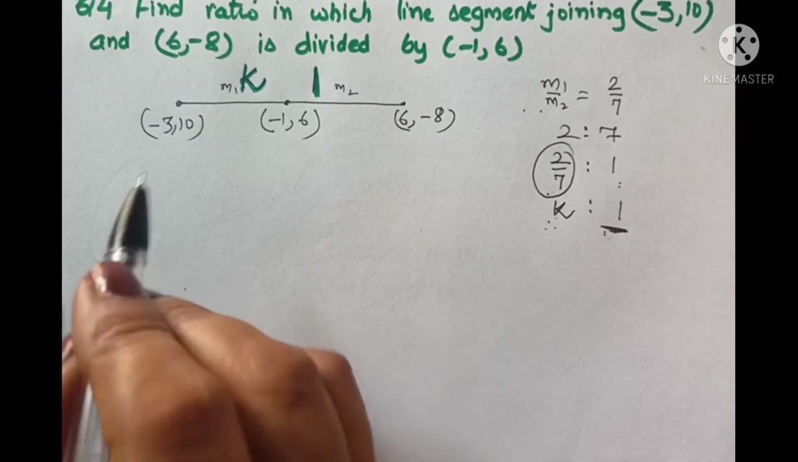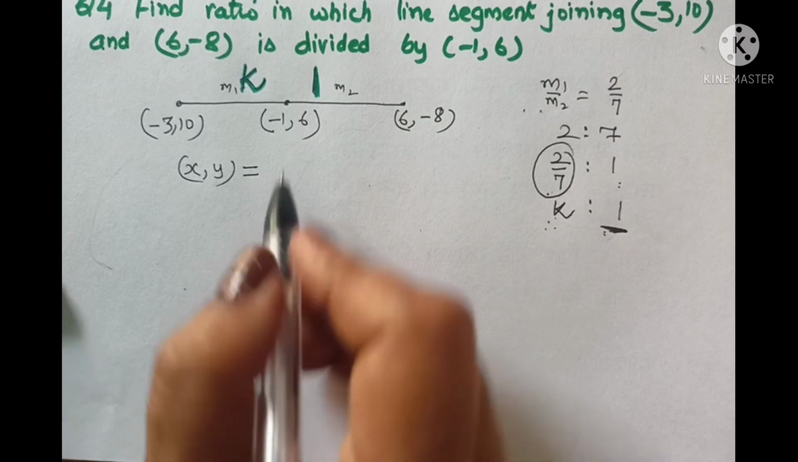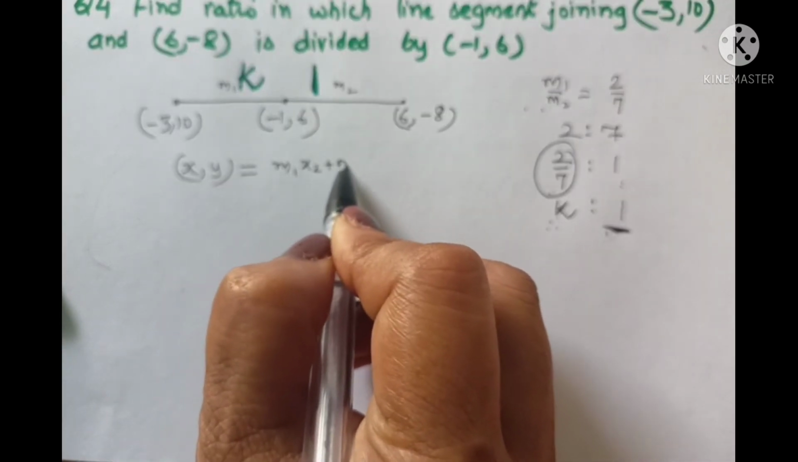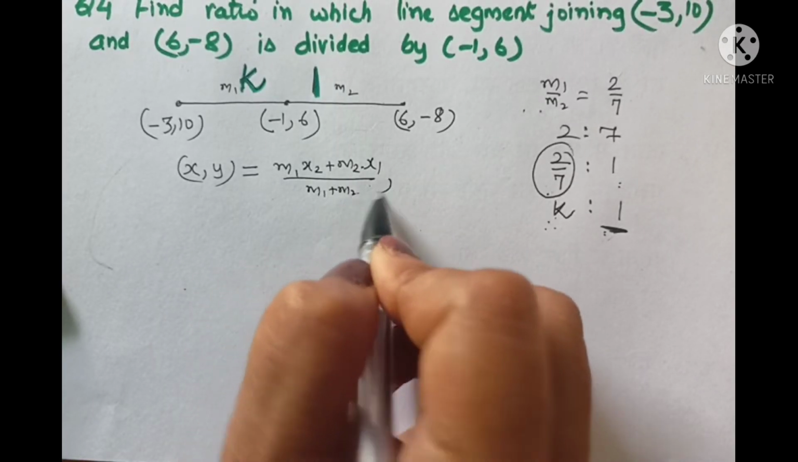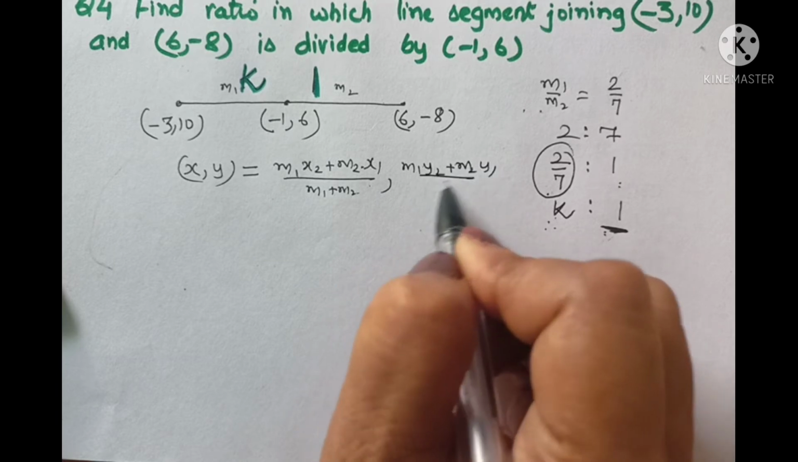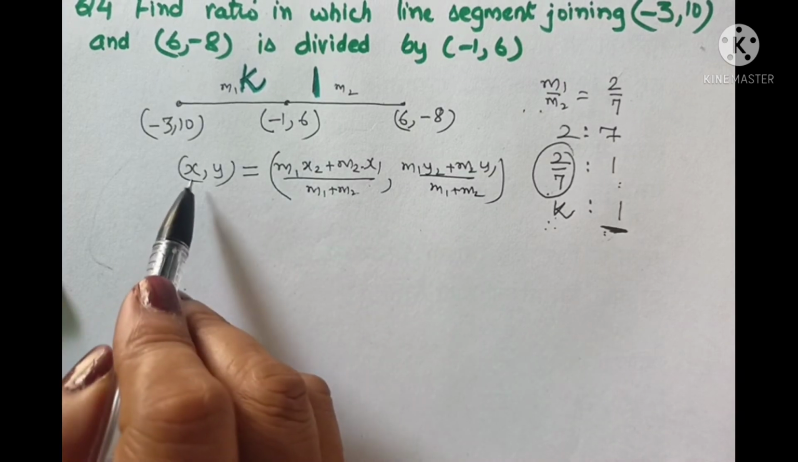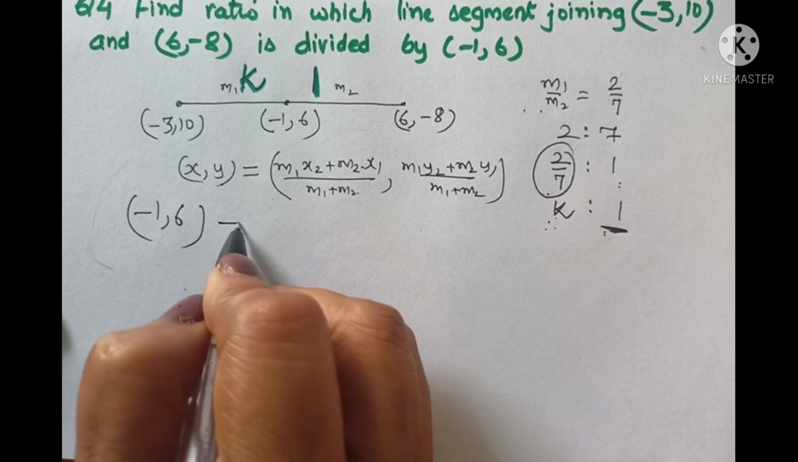We used to write the formula like this. Okay, let me write the formula for you once again. (x, y) is equal to (m1 into x2 plus m2 into x1 divided by m1 plus m2, comma, m1 into y2 plus m2 into y1 divided by m1 plus m2). This was the formula. Now, here we are already given x, y. So let me write (-1, 6) in place of x, y.